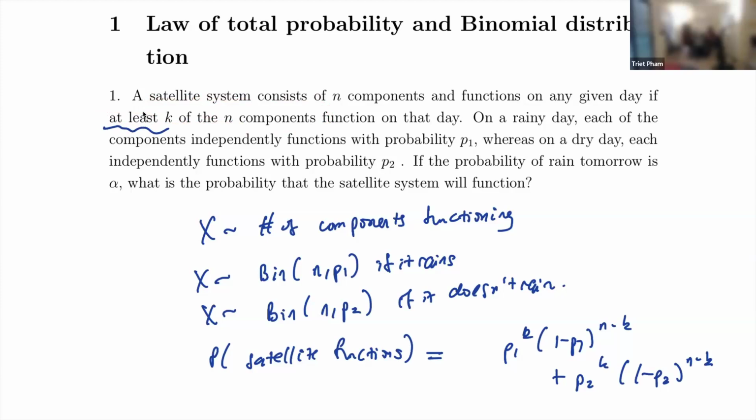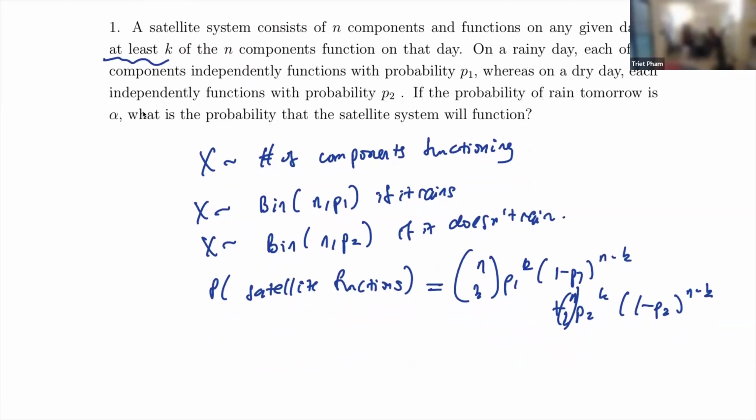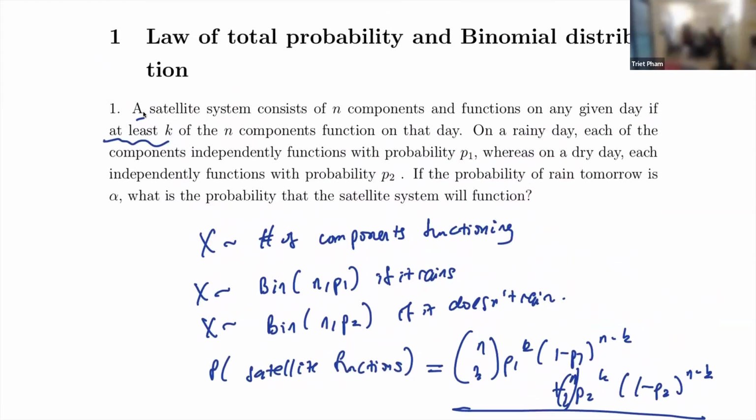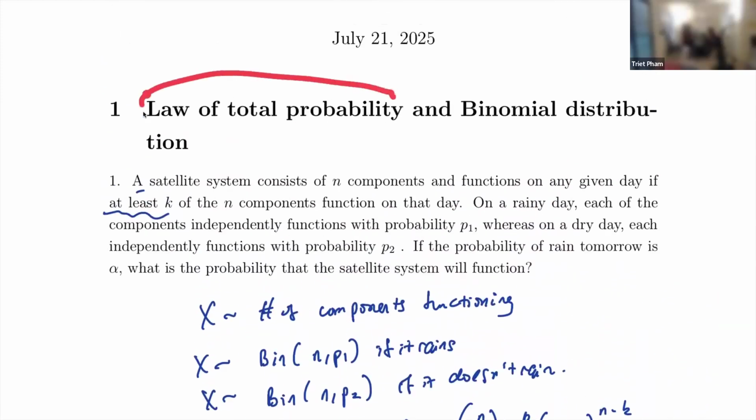The binomial distribution would need n choose K in front, right? But even that is incorrect. Forget the at least, because there's the rain and not rain interacting, right? And that's where the law of total probability comes in.